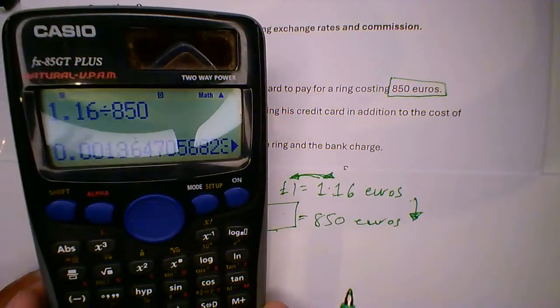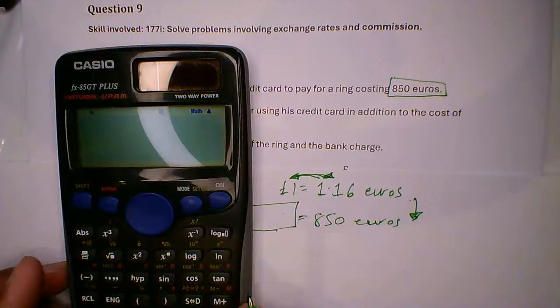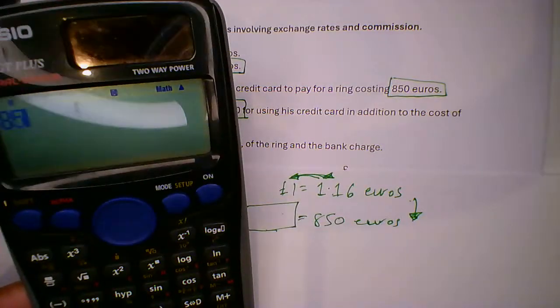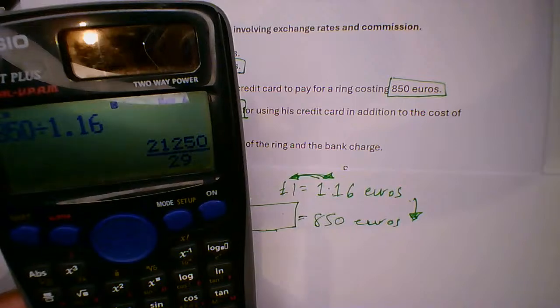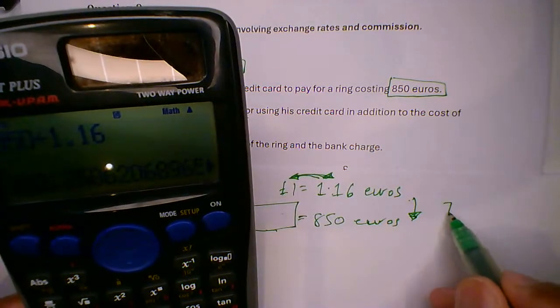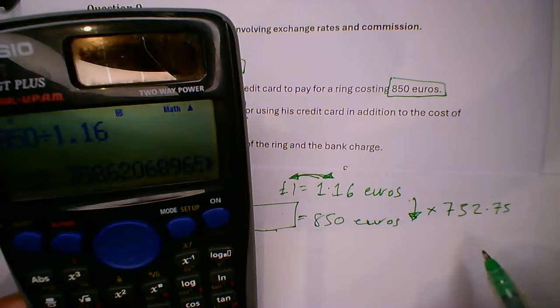And you can see that's a very small number. So whichever one looks right, clearly it's going to be the bigger one. So 850 divided by 1.16 gives me 732.75. So I can multiply by this.